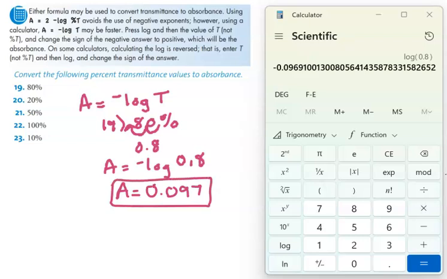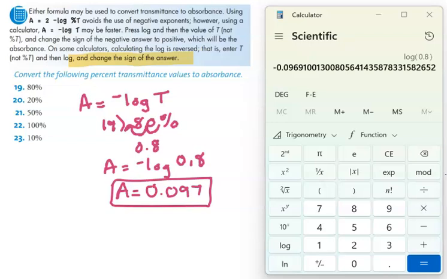Again, just to review how we plugged it into our particular calculator here, we put in our transmittance first, then we hit our log key, and then we had to change the sign of our answer. Now, if you're using a fancier, more advanced scientific calculator, you might be able to use parentheses and plug it in exactly how the formula is written and not have to do the T first. But just know different calculators might differ on how you have to plug it in, or you may not have to change the sign.